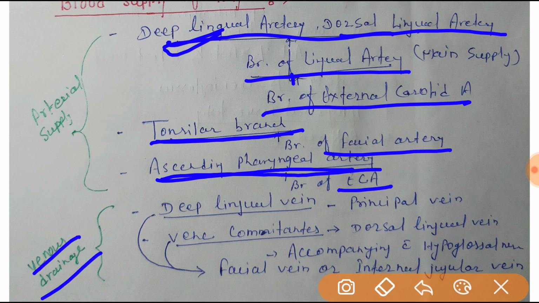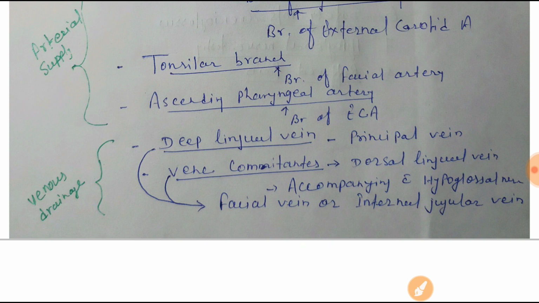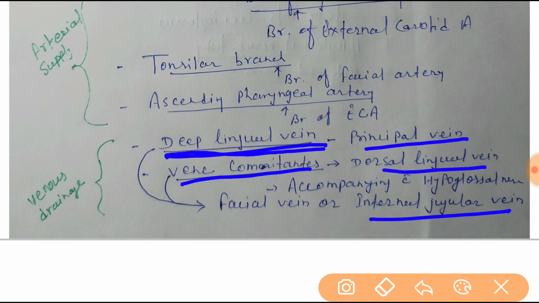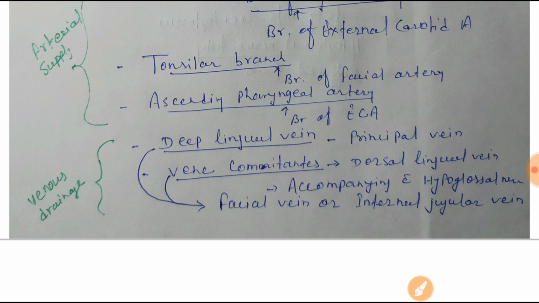The venous drainage: all venous drainage goes to the internal jugular vein. The major part of the tongue carries the blood to the internal jugular vein. The major contribution is from the deep lingual vein, the principal vein, also known as the vena comitans. It is the dorsal lingual vein, and it accompanies the hypoglossal nerve. You can see the image of this.